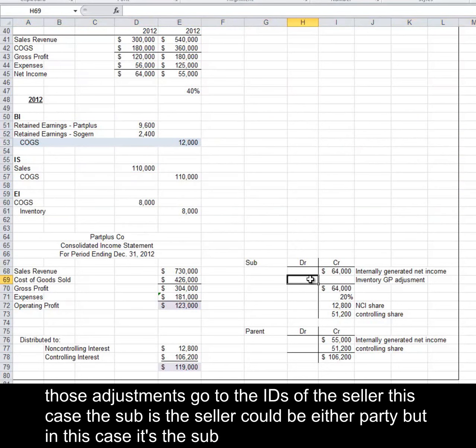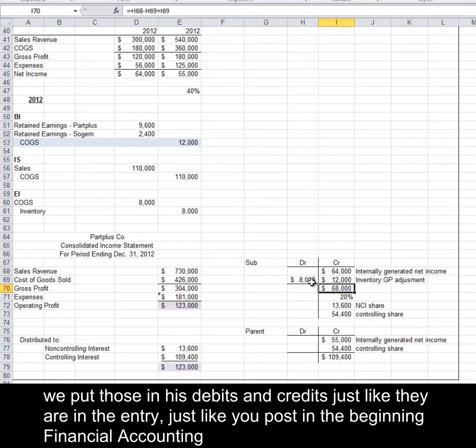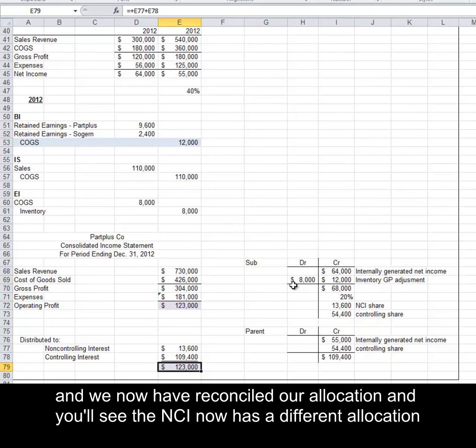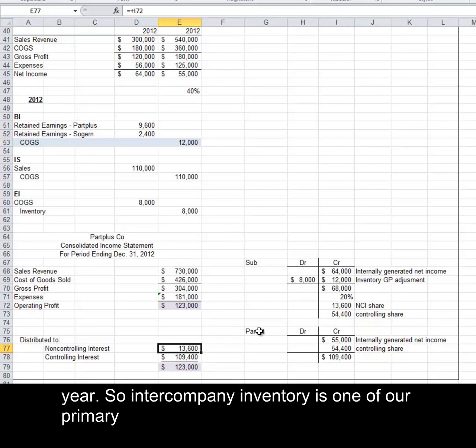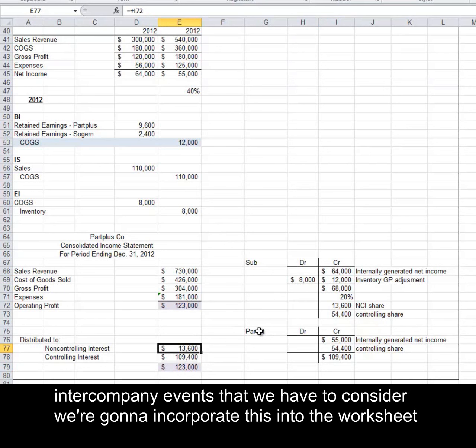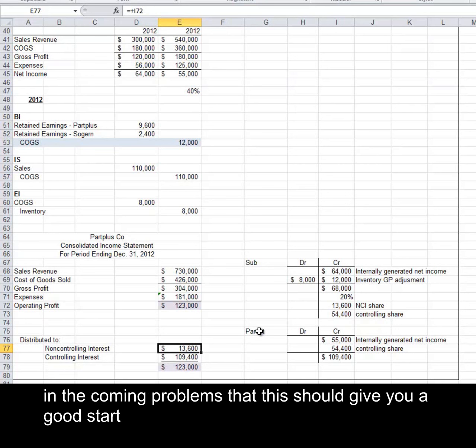Those adjustments go to the IDS of the seller. In this case, the sub is the seller. It could be either party, but in this case it's the sub. We put those in as debits and credits just like they are in the entry, just like you post in beginning financial accounting. And we now have reconciled our allocation, and you'll see the NCI now has a different allocation based on the profit that was earned from the prior income or sales, intercompany sales versus this year. So intercompany inventory is one of our primary intercompany events that we have to consider. We're going to incorporate this into the worksheet in the coming problems, but this should give you a good start.